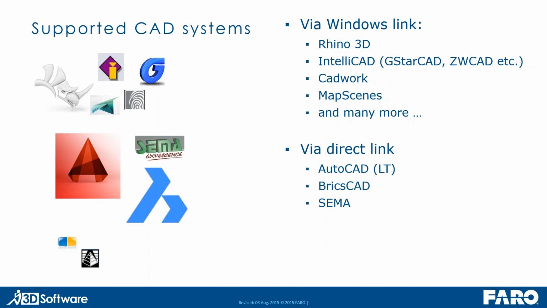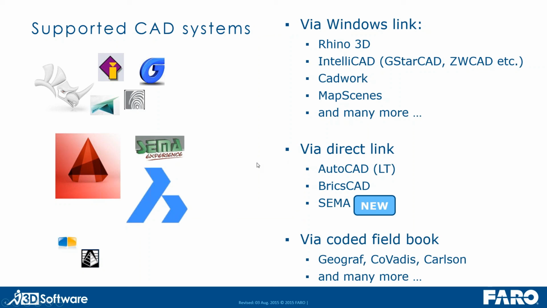Then we offer direct links into AutoCAD and AutoCAD LT, and you will notice that many of those CAD systems do not yet have native point cloud or scan data support. We can also have a direct link to BricsCAD, like I have demonstrated, and new in version 16.5 is a direct link into SEMA. I think SEMA users will know this CAD system. For everyone else, the name SEMA will be alien.